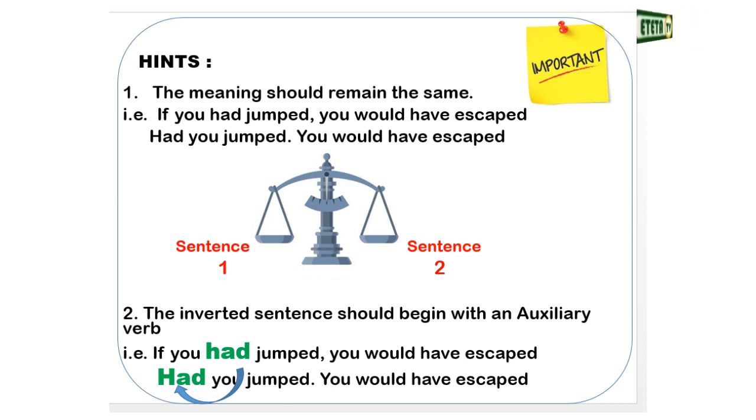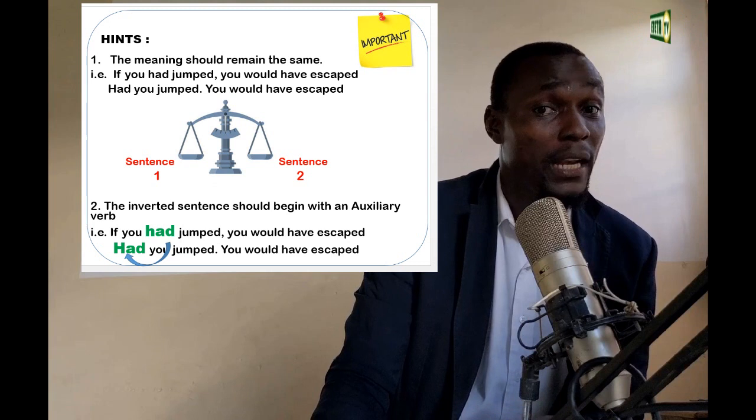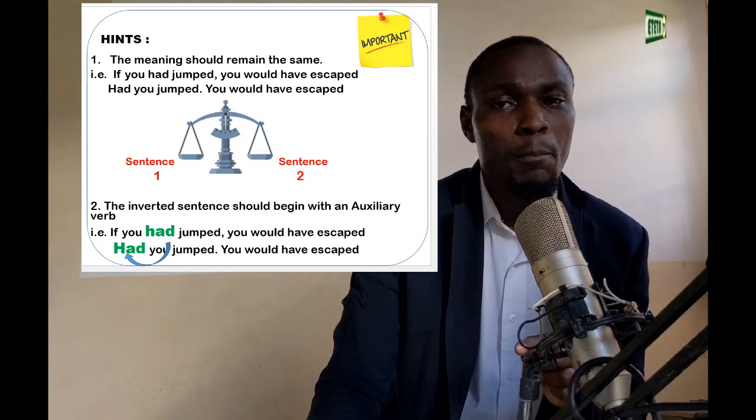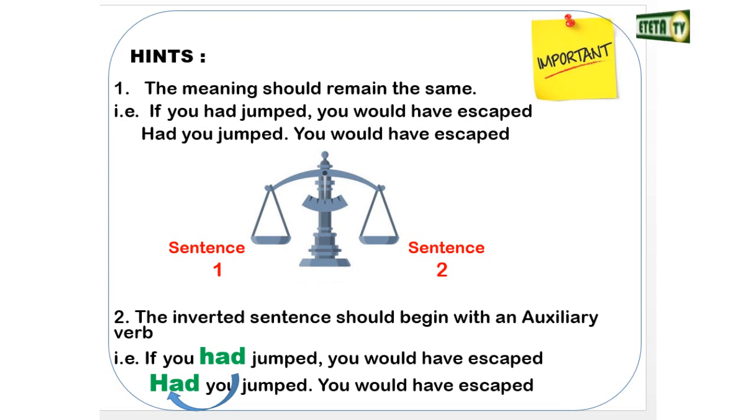Again, note number 2 is that the inverted sentence should begin with an auxiliary verb. If you see that the sentence does not begin with an auxiliary, then that sentence has not been verb inverted. If the verb is inverted, the auxiliary will have to be at the beginning.